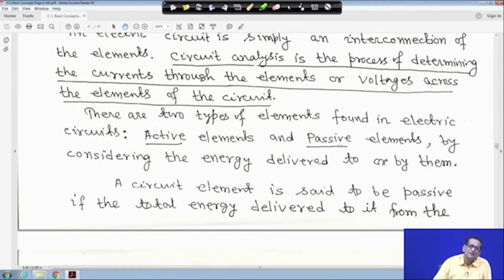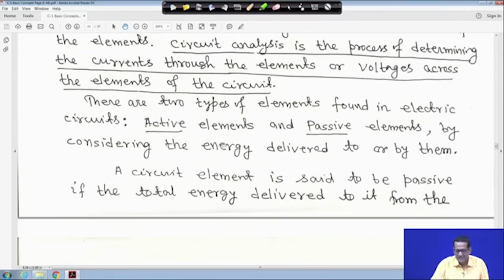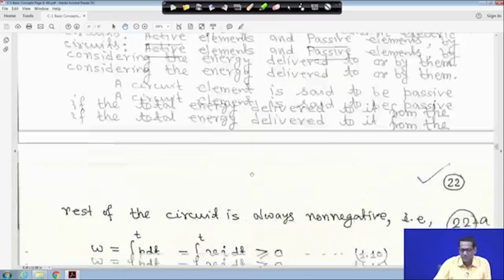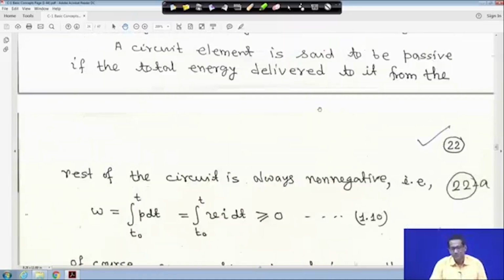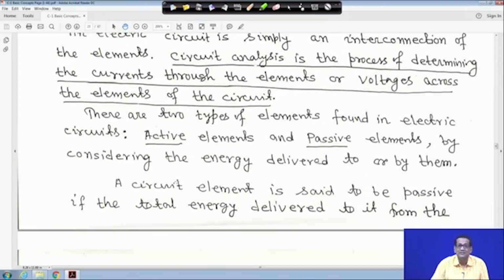Actually, active elements are those which are not passive, or in other words, passive elements are those which are not active, something like this, right? By considering the energy delivered to or by them. So a circuit element is said to be passive if the total energy delivered to it from the rest of the circuit is always non-negative. That means it can be 0 or positive, right.